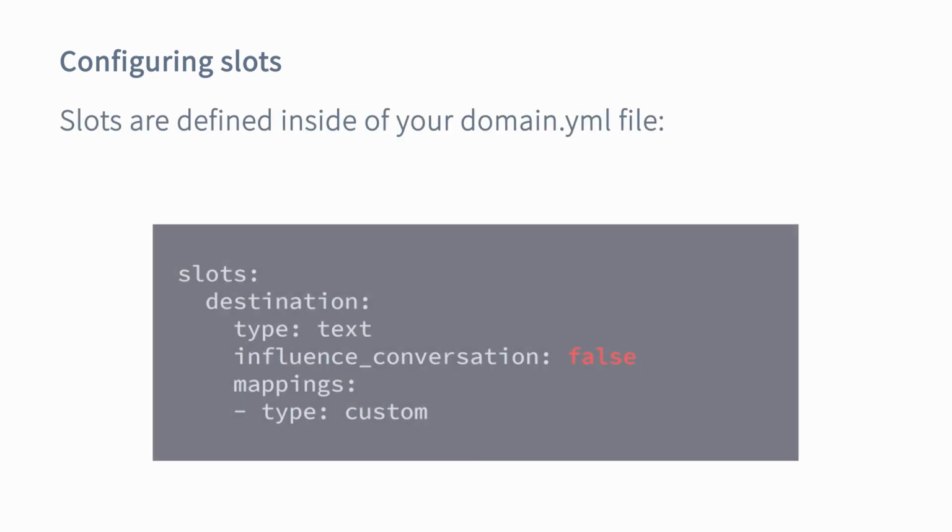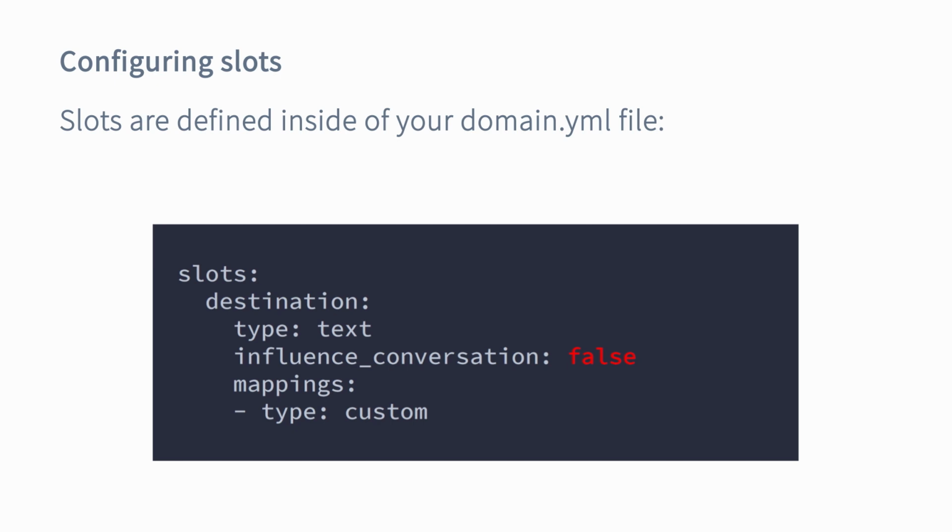You have to define your slots in a domain.yaml file of your assistant and provide the following information: the slot name, slot type, a parameter which defines whether or not the slot should influence the flow of the conversation, and slot mappings. We will cover all of these parameters in more detail in the later stages of this episode.